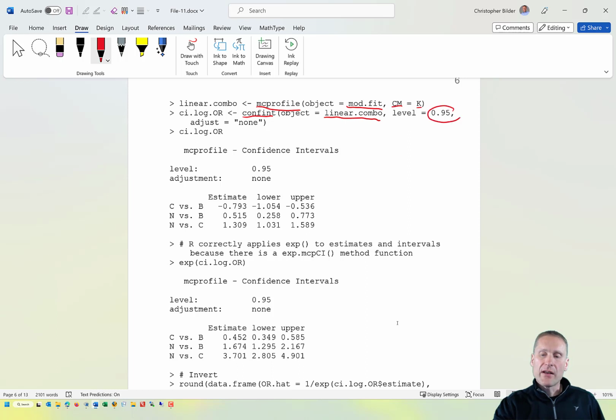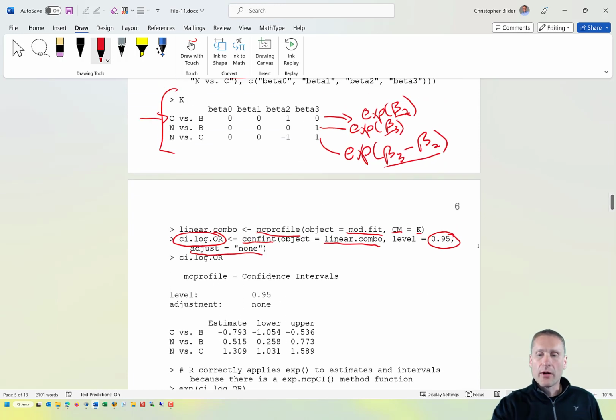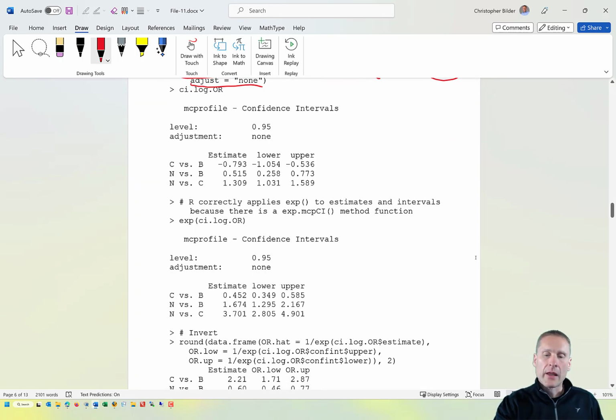lambdas, finds 95% confidence intervals for the 3 rows of that K matrix, and I'm not going to control the familywise confidence level here. This gives me a confidence interval for the log odds ratio, or in other words, a confidence interval just for beta 2, a confidence interval just for beta 3, and a confidence interval for beta 3 minus beta 2. So for example here, in the corresponding output, here's my confidence interval for beta 3 minus beta 2, right there.